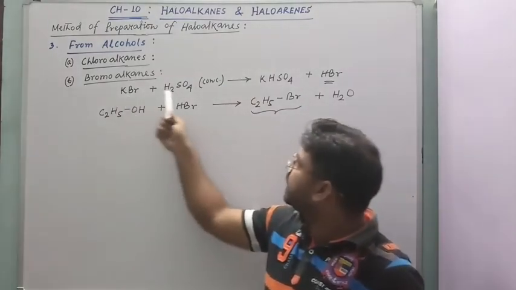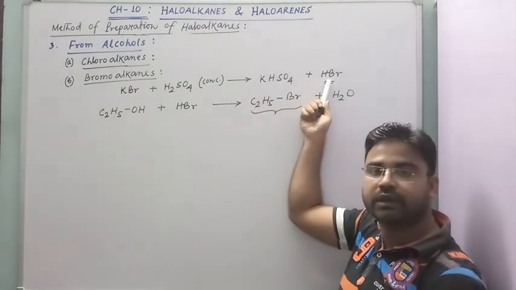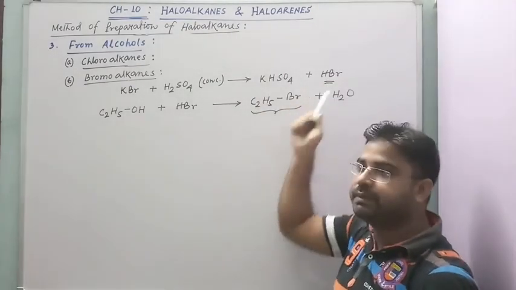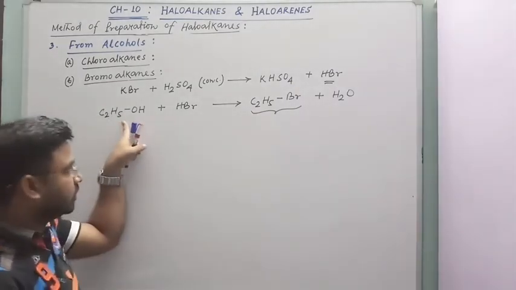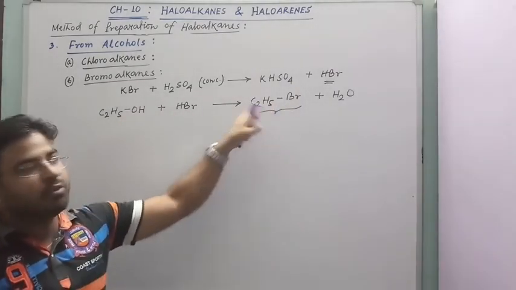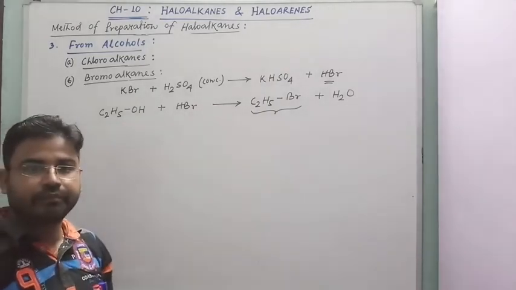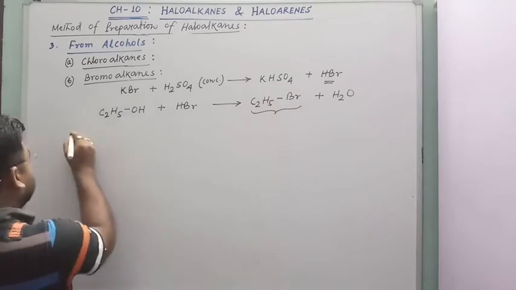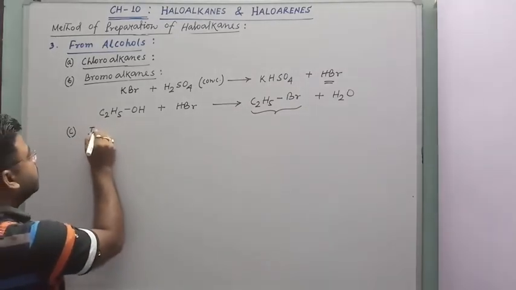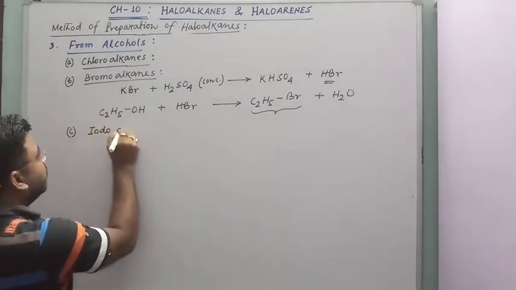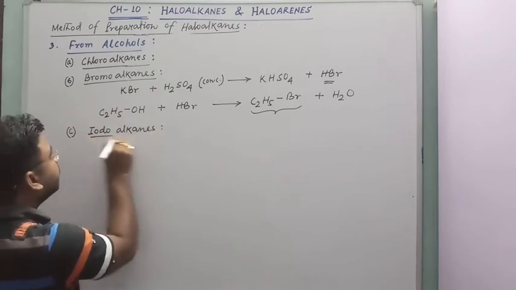At first KBr and concentrated H2SO4 react and produce HBr in the reaction mixture. This HBr provides the acid catalyst with alcohol and gives bromoalkane, bromoethane here, because ethanol is used. Clear? Number C, how can you prepare iodoalkane from alcohol?